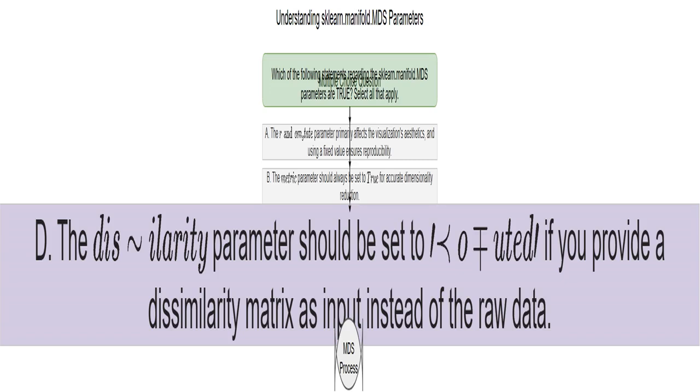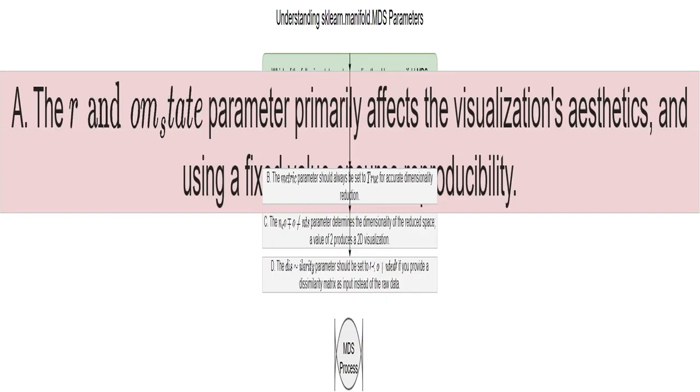This statement is correct. The dissimilarity parameter tells the MDS function whether you're giving it a pre-calculated distance matrix or the original data points. If you already have a distance matrix, set it to pre-computed. Otherwise, MDS will calculate the distances itself. This is absolutely true. Setting a fixed random_state is like setting a seed for the random number generator. This ensures that you get the same results every time you run your code, making it reproducible. Although the arrangement of points might differ slightly, the overall structure of the visualization should remain consistent.